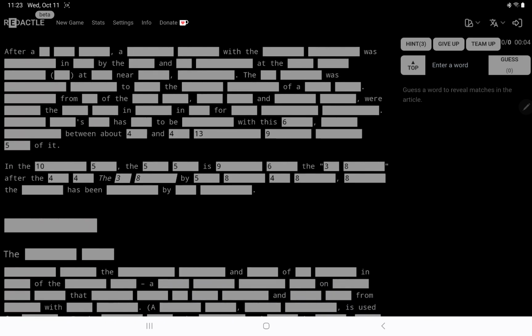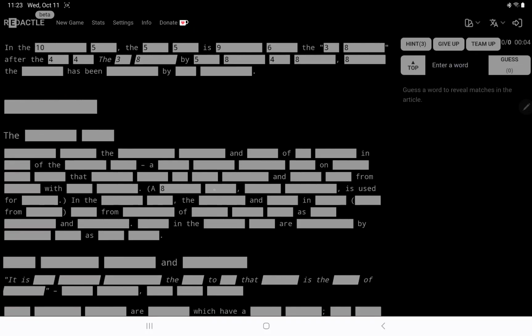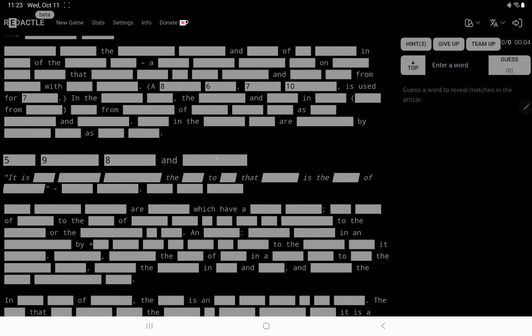For some reason the word C came to mind, but I won't guess it just yet. Some sentence here in parentheses, a 8-6-7 something is used for something. 5-9-8-10. It is something, the 4 to something, that 7 is the 5 of something. And this quote is from 6-8-5-5-7. Again, is this a nationality with 5 letters?